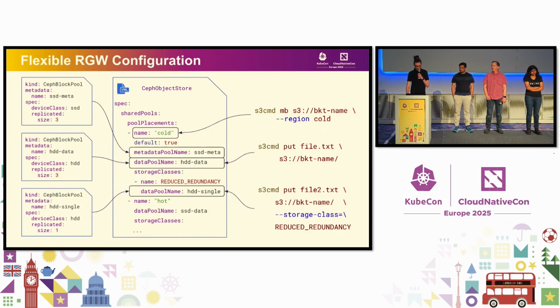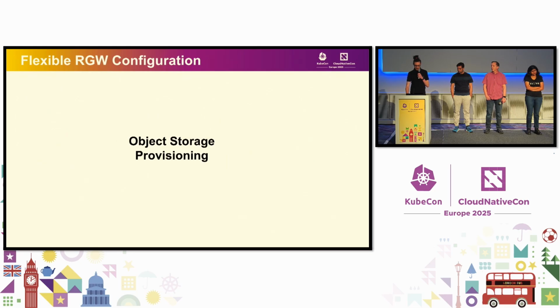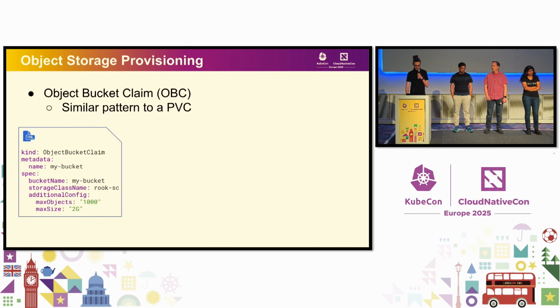Rook allows to have any number of pool placement and any number of storage classes per placement. Now let's see how Rook provisions object storage to other Kubernetes applications. The most popular way is to use object bucket claim. It's similar pattern to PVC.